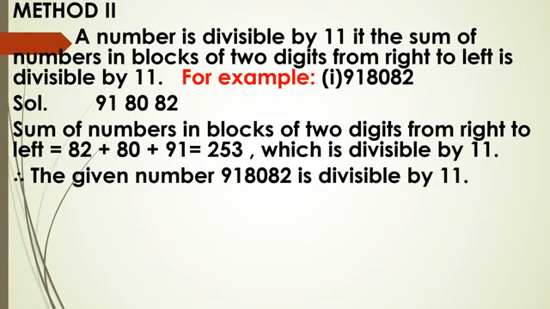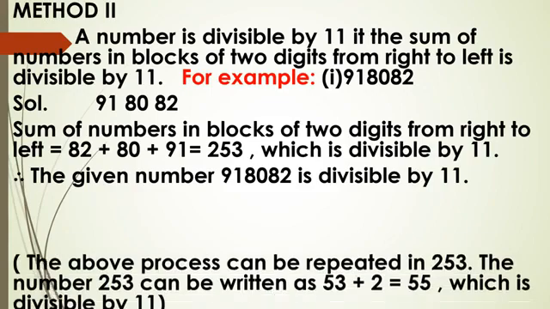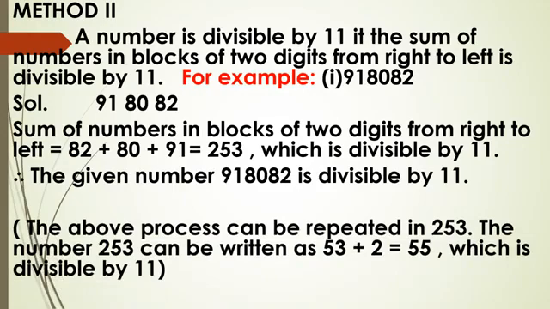And if you don't know whether 253 is divisible or not, then you can repeat the same procedure again. Starting from the right side, make a pair of 2 digits, which makes 53. Now only 2 is left. So 53 plus 2 is 55. 55 is divisible by 11, so the number is also divisible by 11.